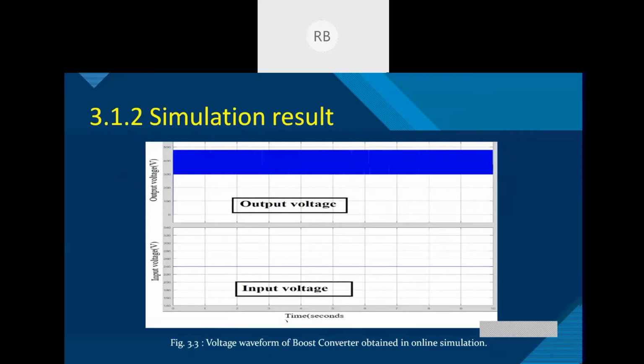So we have given 240 volts with a duty cycle of 60%, and we have found the output to be approximately 400 volts. The input is 240 and the output is shown nearly 400 volts, and then the current waveform is shown in the next slide.